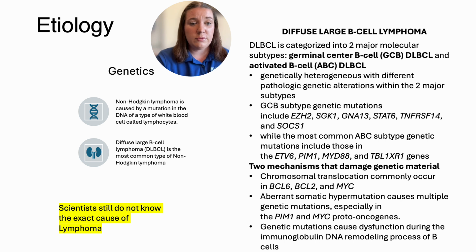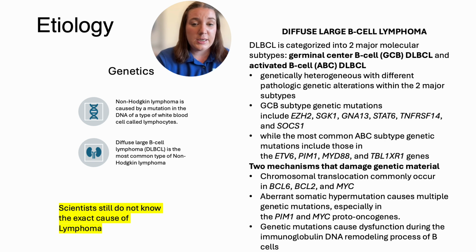So for non-Hodgkin's lymphoma, it's caused by a mutation in the DNA of a type of white blood cell called lymphocytes. The most common non-Hodgkin's lymphoma is the diffuse large B-cell lymphoma. Diffuse large B-cell lymphoma has two major molecular subtypes known as germinal center B-cell and activated B-cell. They're both genetically heterogeneous with different pathologic genetic alterations within the two subtypes.